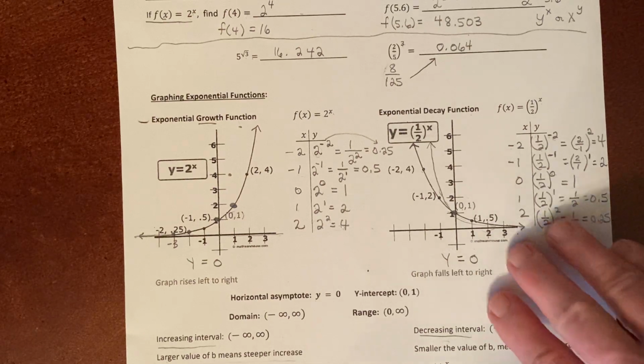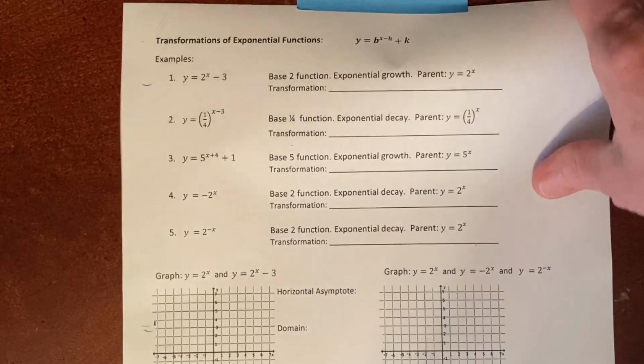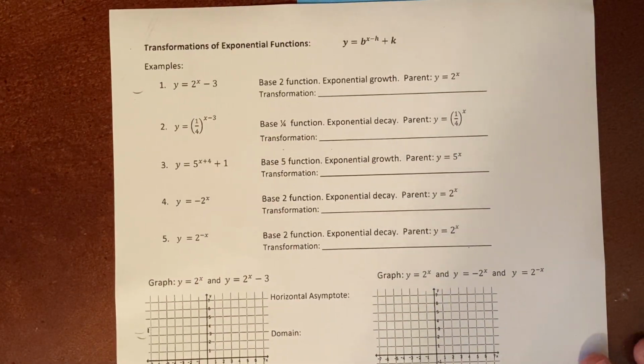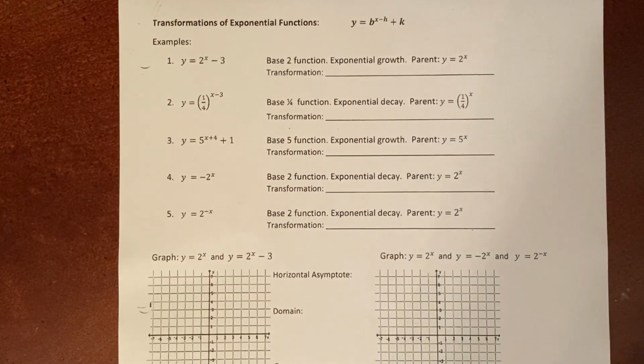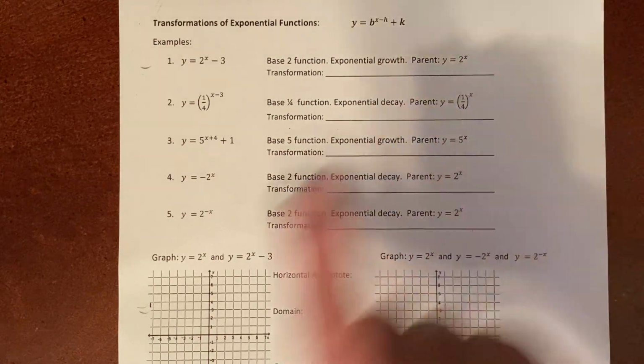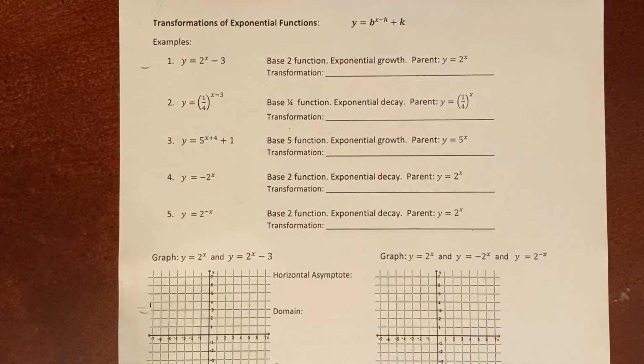All right, let's look at the next objective. So far we've looked at evaluating exponential functions and graphing exponential functions. On the next page, what we're going to look at is transformations of exponential functions. We want to be able to move these exponential functions up, down, left, right, maybe do some reflections on them. So let's record what we remember about transformations and what effect they have on graphs.